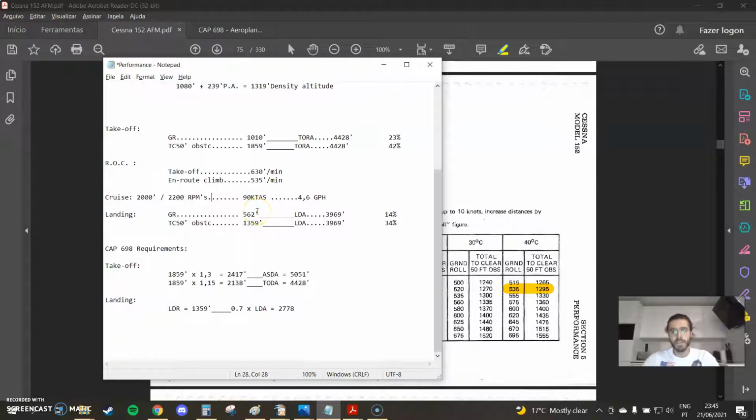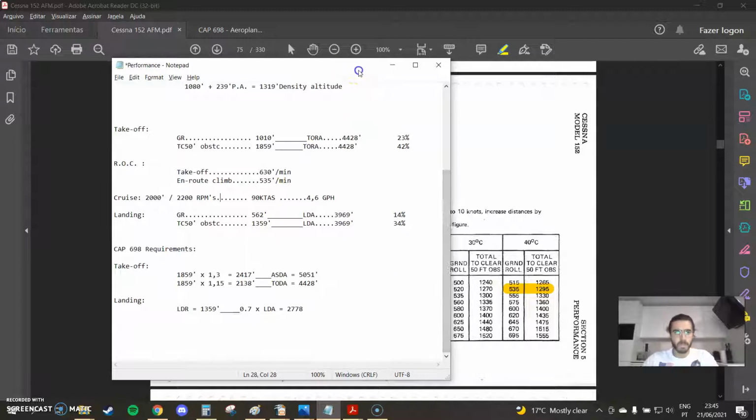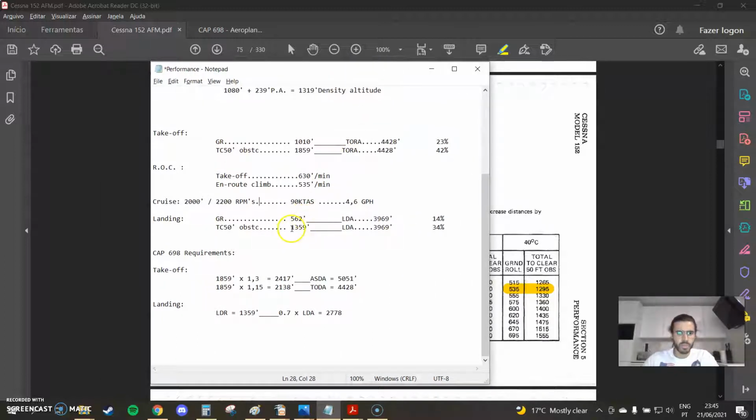Why? Because air law tells me that with 1% of upslope during takeoff and 1% of downslope during landing, I'll have to enhance the distances by 5%. Okay, I'm going to show you later where this is written, but that's why for these values I need to add 5%. All right. Once again, we will have here 562, and 1359 feet.